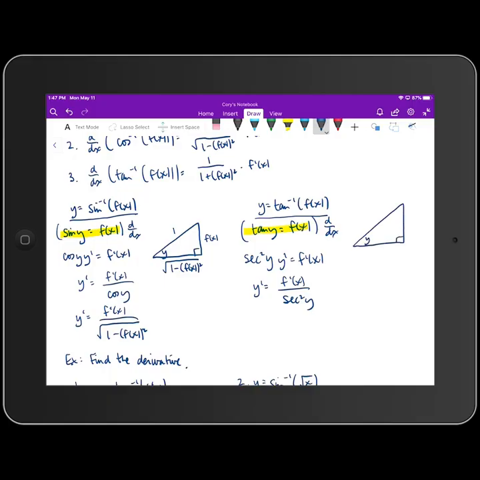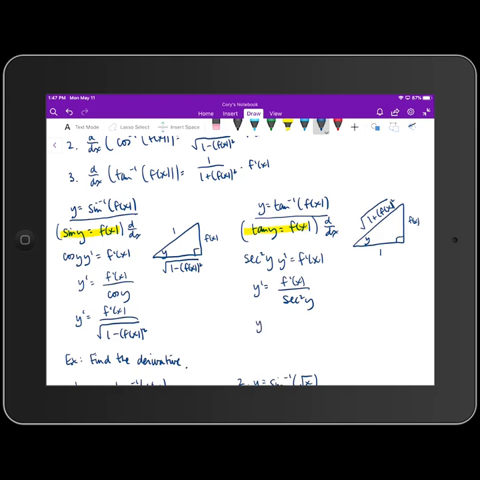Okay, so there's our angle y. If tangent is f of x, that's going to make the side opposite f of x, the side adjacent 1, and that's going to make the hypotenuse the square root of 1 plus f of x squared using the Pythagorean theorem.